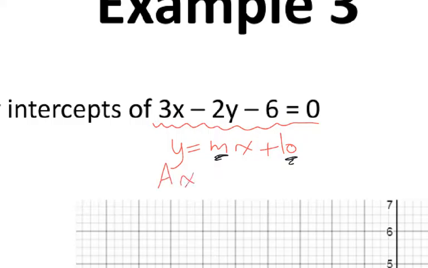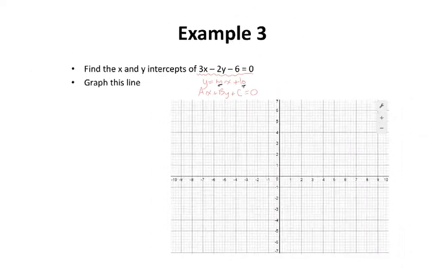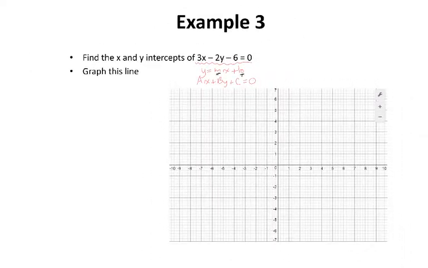Standard form looks something like this. Standard form is very useless because it doesn't tell you anything about the line. Since we haven't been given the graph of this line, there must be another way of figuring out the x and y intercepts. I'm going to show you.